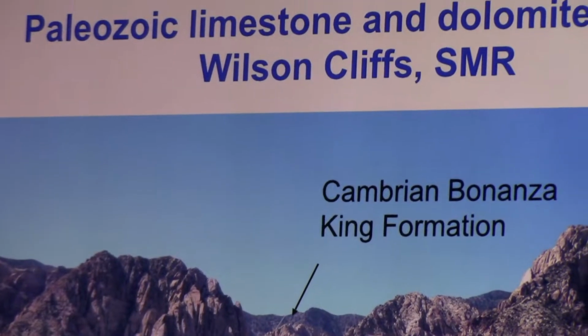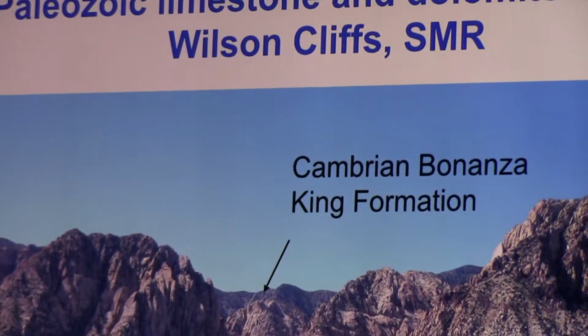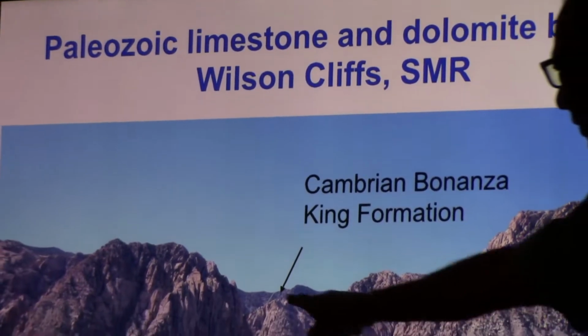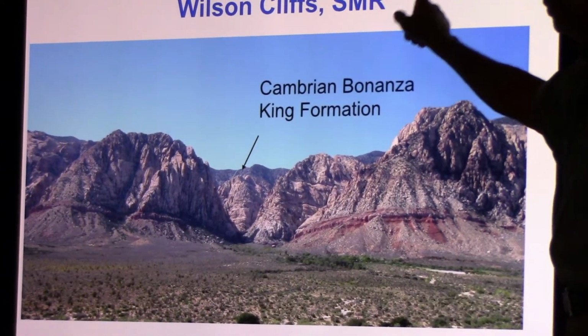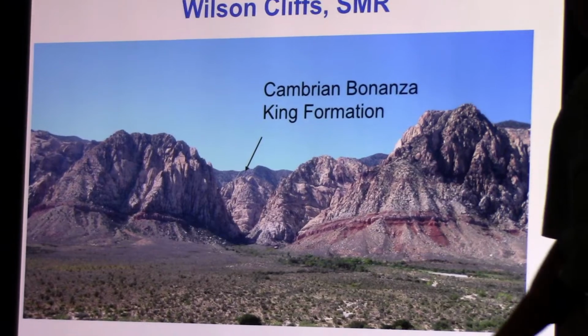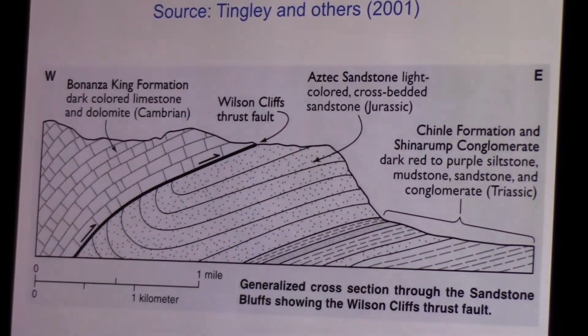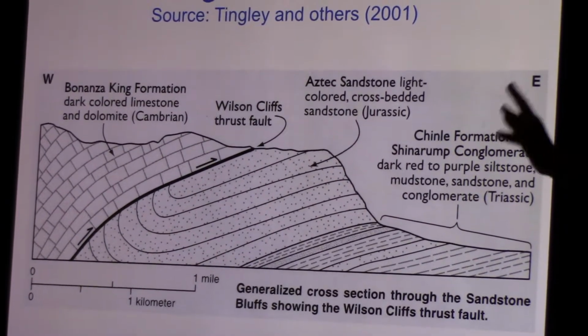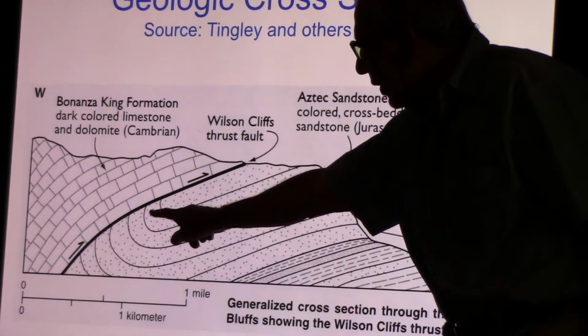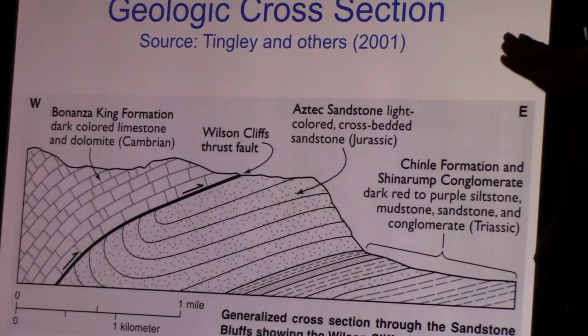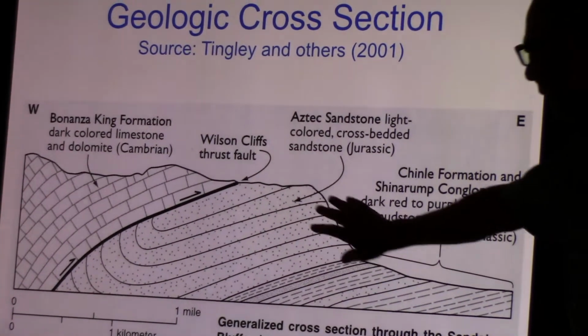So there it is. This is a view in here. So if you go out and take a look, you'll see this, the Cambrian Bonanza King formations, Paleozoic, limestone, and dolomite. Okay. And this shows how the Bonanza King, how the Cambrian got on top through a thrust fault. We'll discuss it a little bit later. Here's the sandstone.